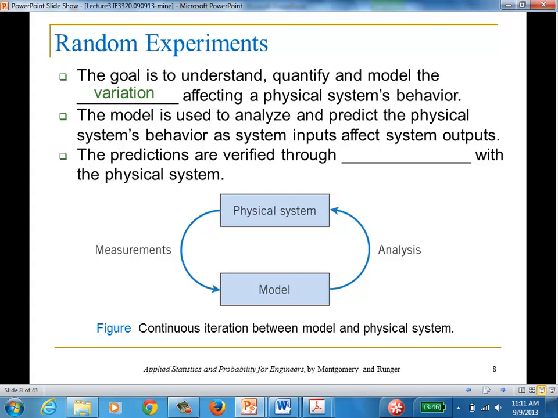So the model is used to analyze and predict the physical system's behavior as system inputs affect system outputs. The predictions are verified through experimentation with the physical system. So again, we're going to use the physical system, get some measurements based on the data that we have about that system, and create a model. Using the model, we're going to perform some analysis and experimentation that will be tested again using the real system. So this is a continuous interaction between the real system and the model.